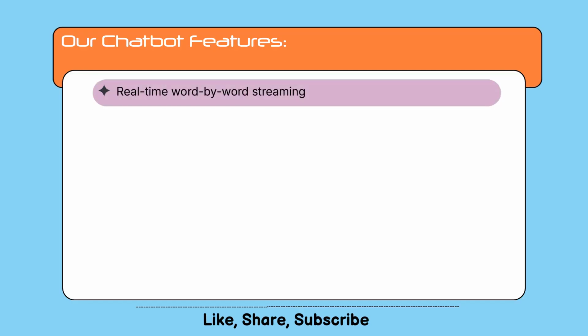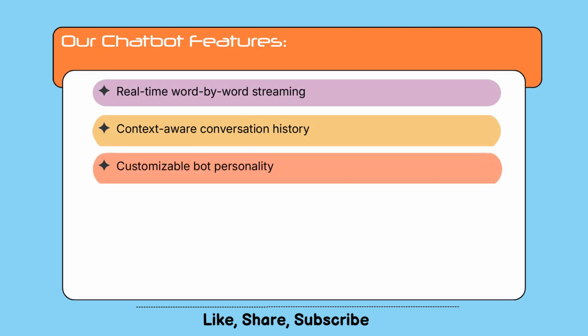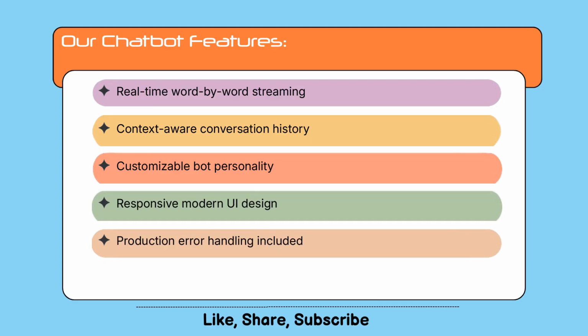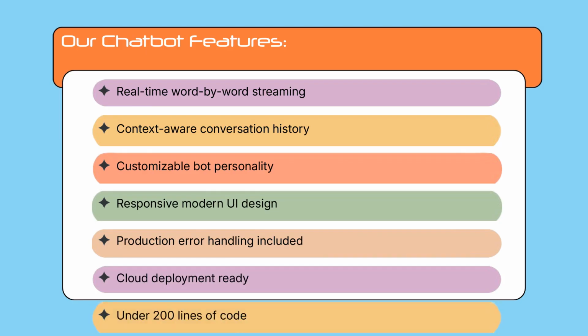Our chatbot features real-time streaming responses that appear word by word, just like ChatGPT. Conversation history that maintains context across multiple messages. Custom system prompts to give your bot any personality you want. Beautiful modern UI that's responsive on all devices. Error handling and rate limiting for production use. Easy deployment to any cloud platform. And the best part, all of this in under 200 lines of code.